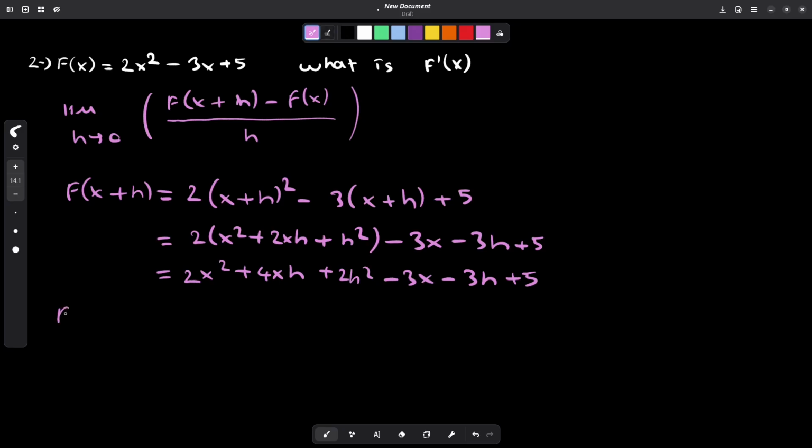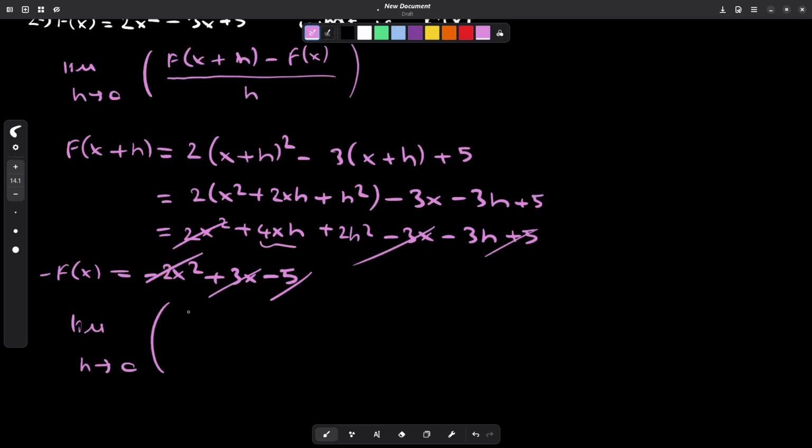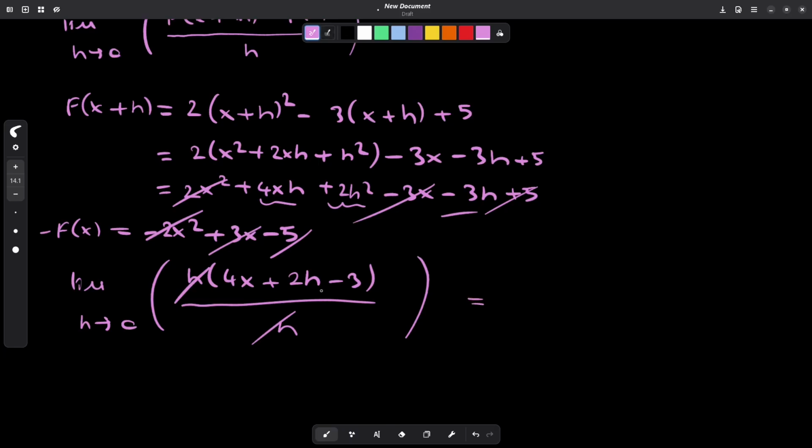Minus f(x). Let's write negative f(x) here because we can just add the functions then. Negative 2x squared plus 3x, negative 5. I can cancel these out. What else can we do? Cancel these out. Cancel these out. So for my numerator, limit h approaches 0, I just solved f(x plus h) minus f(x) here. Let's take h under parentheses as well. So h times (4x plus 2h minus 3), and this is over h. Cancel the h's out. Plug the 0 in. So 4x minus 3. So the derivative of f(x) is equal to 4x minus 3.